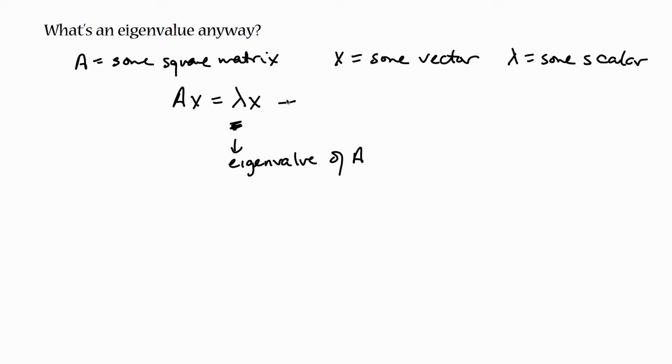And x, the vector, is an eigenvector of the matrix A. And these eigenvalues and eigenvectors come in pairs for obvious reasons. Right? This eigenvector corresponds to this eigenvalue, and they produce the same effect as multiplying A by x.